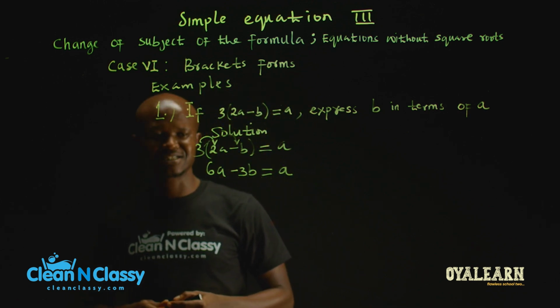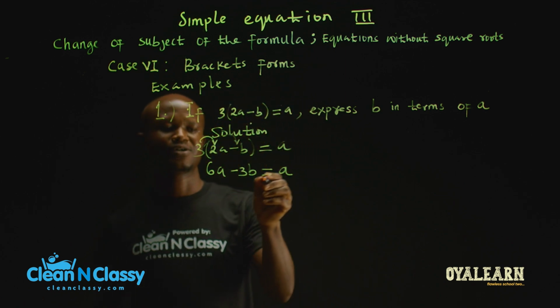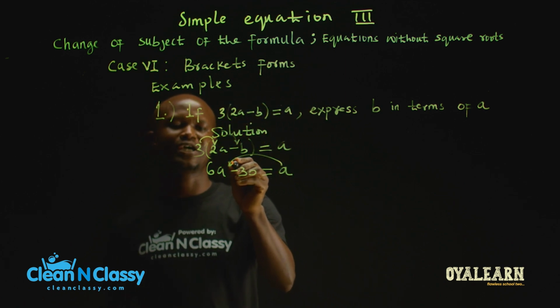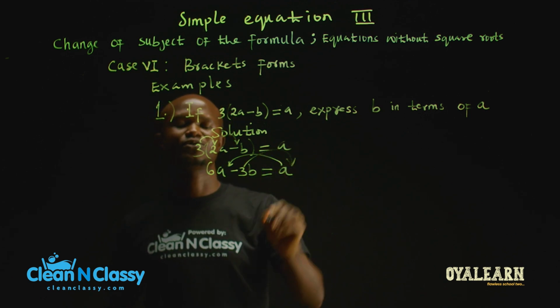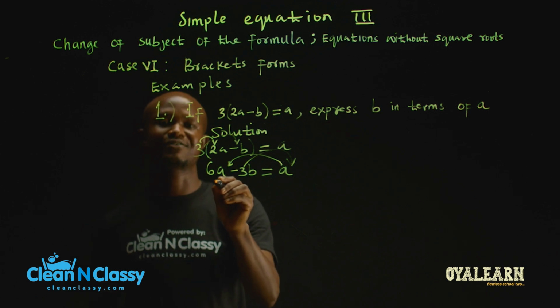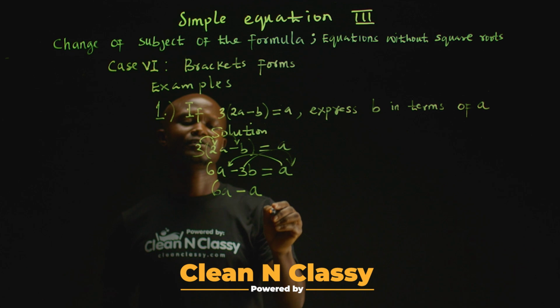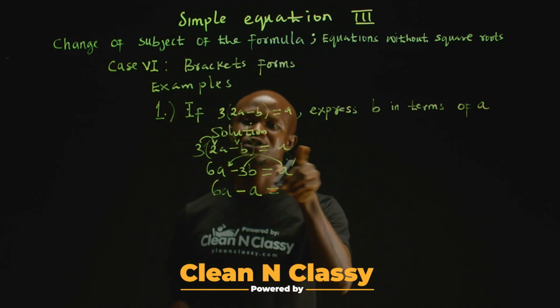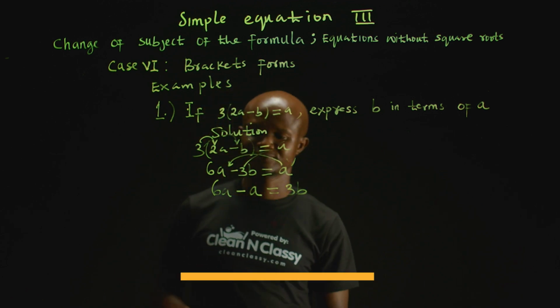Then the next thing for us to do is to collect the like terms. Collecting the like terms, we bring a to this side, and we take minus 3b to this side. Now we have 6a minus a. Then by the time minus 3b comes to this side, it becomes plus 3b.